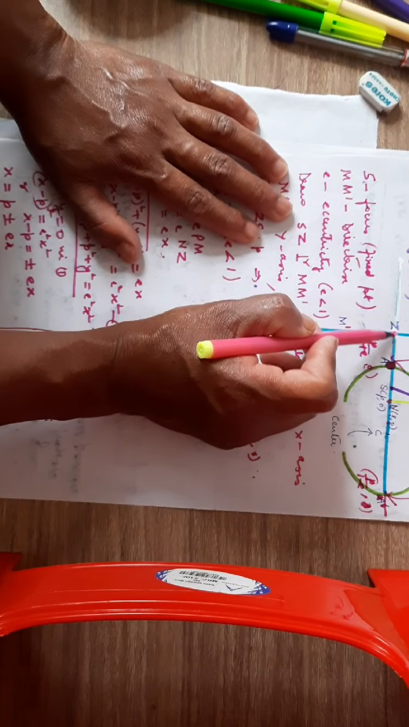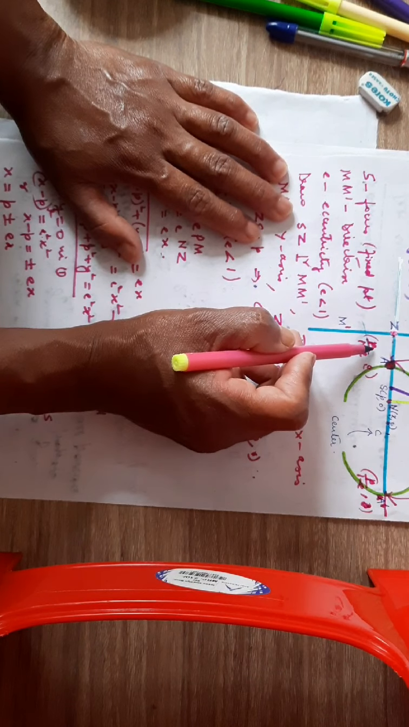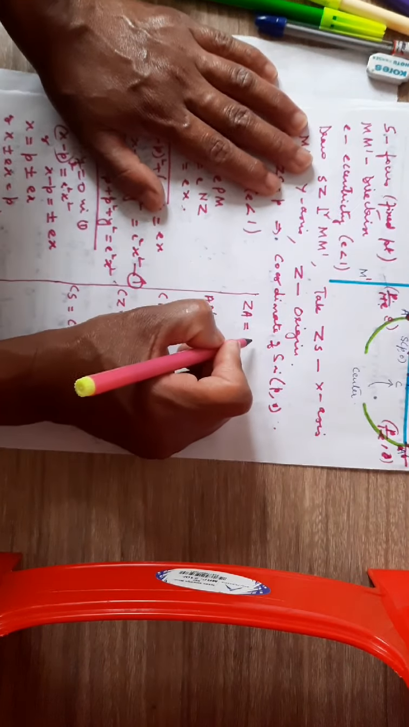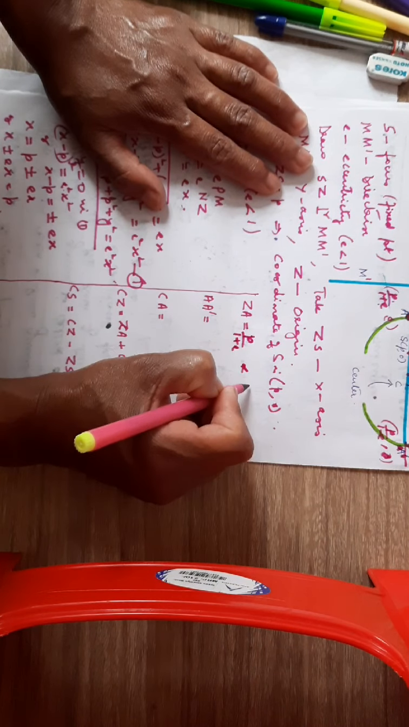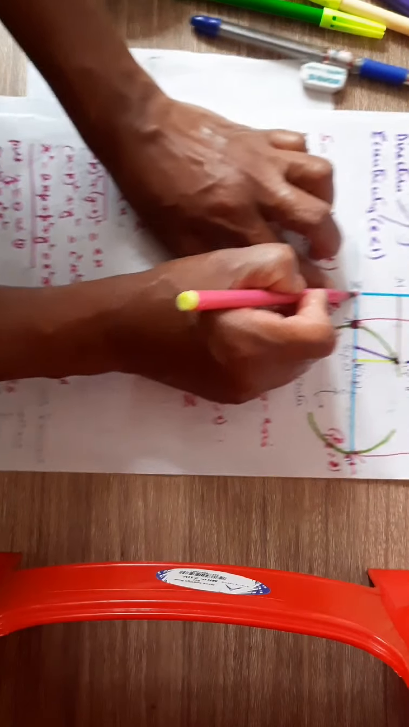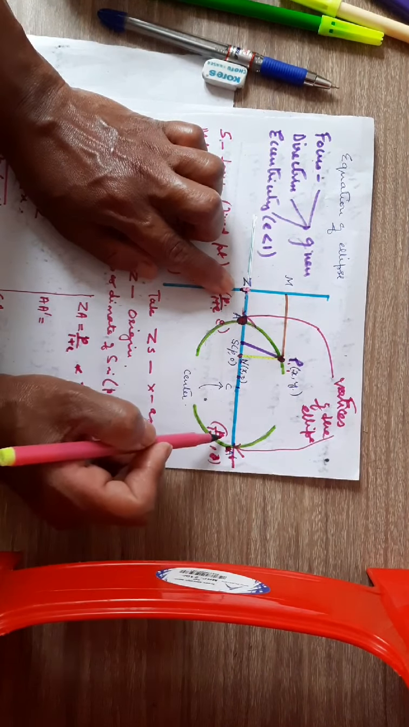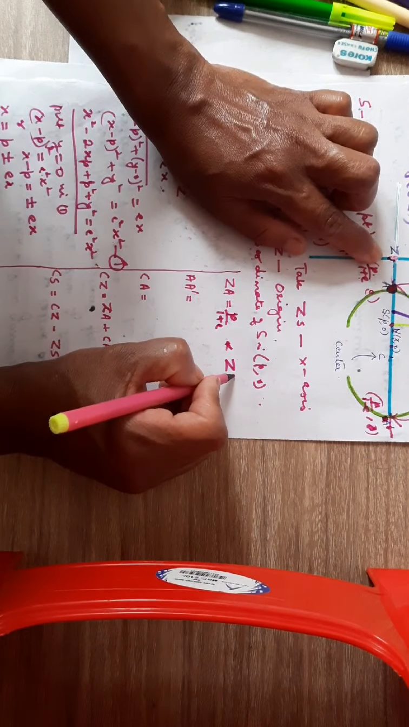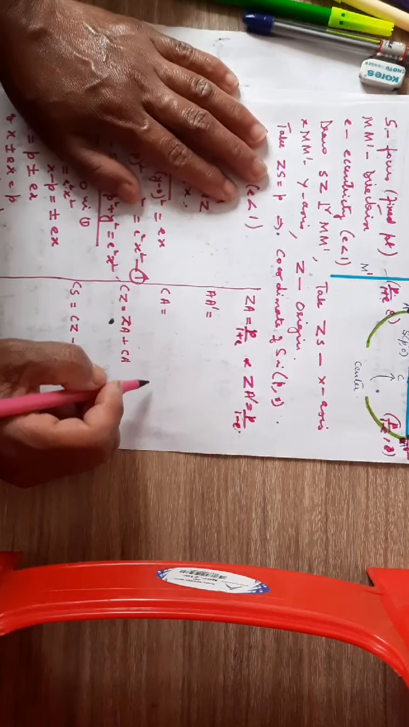Now since we have taken set to be the origin, the distance from here to here, that is the x coordinate, will be p by 1 plus e. So you'll get set A is equal to p by 1 plus e. And set A prime, the distance from the origin to this point A prime, will be p by 1 minus e.